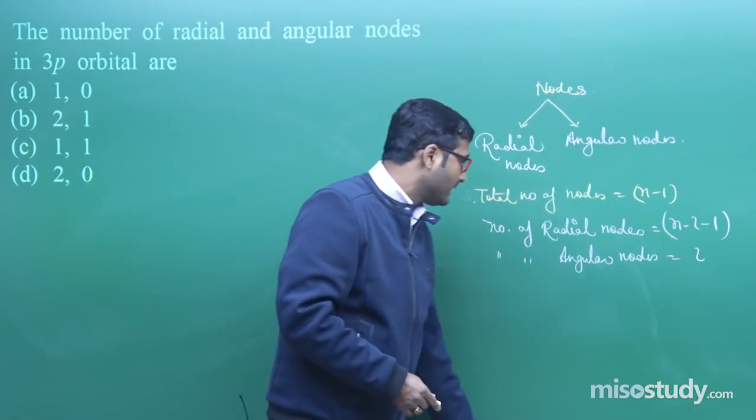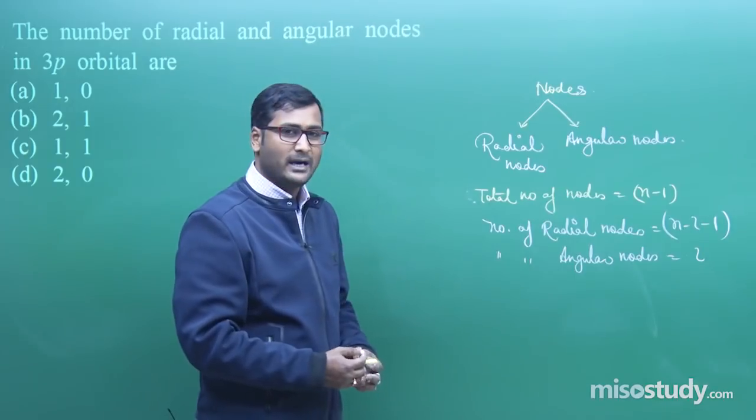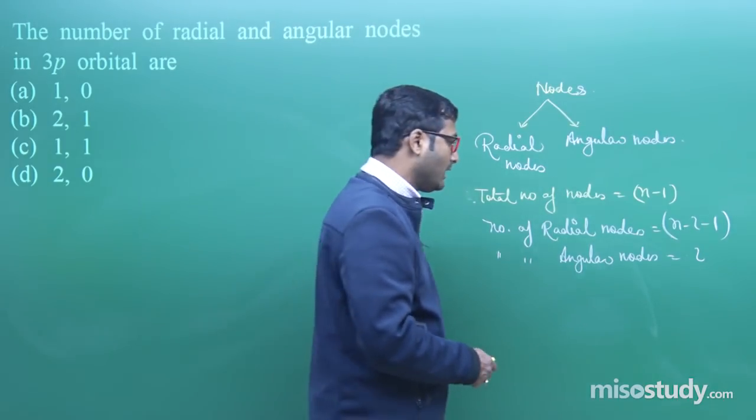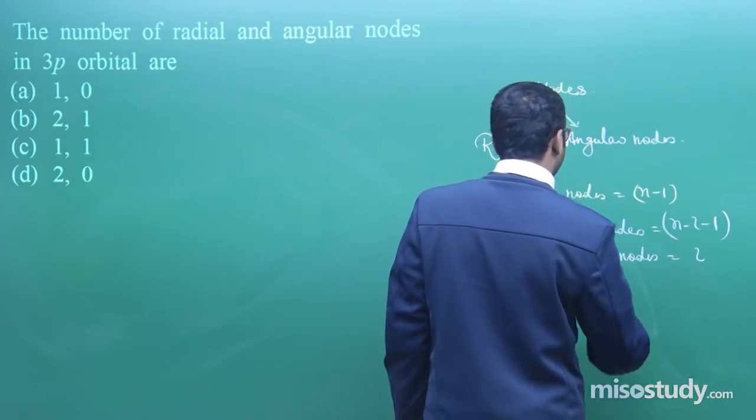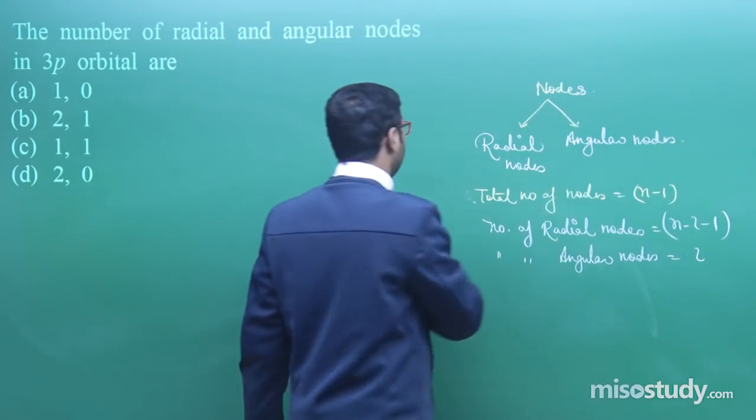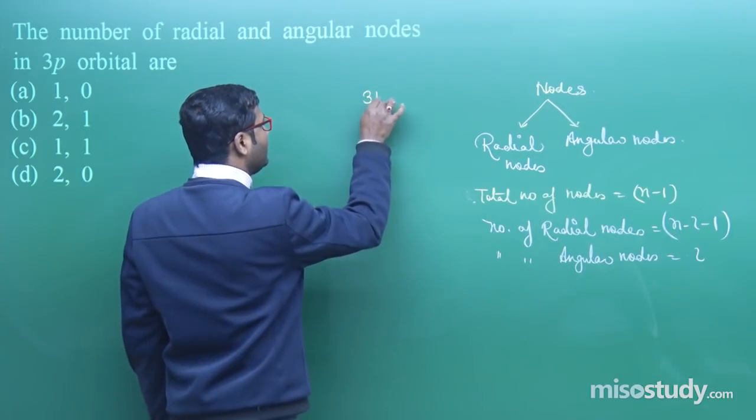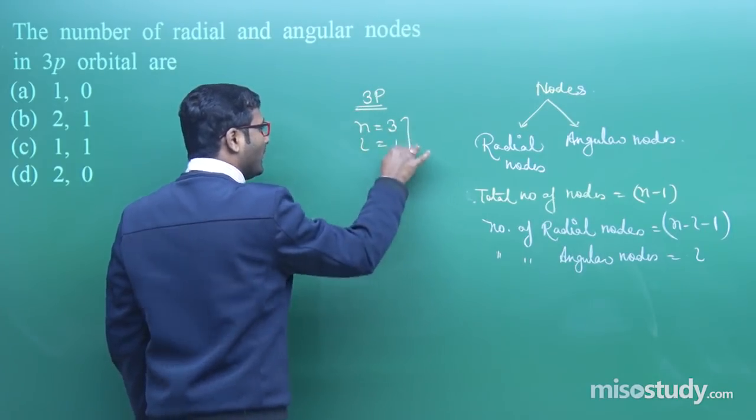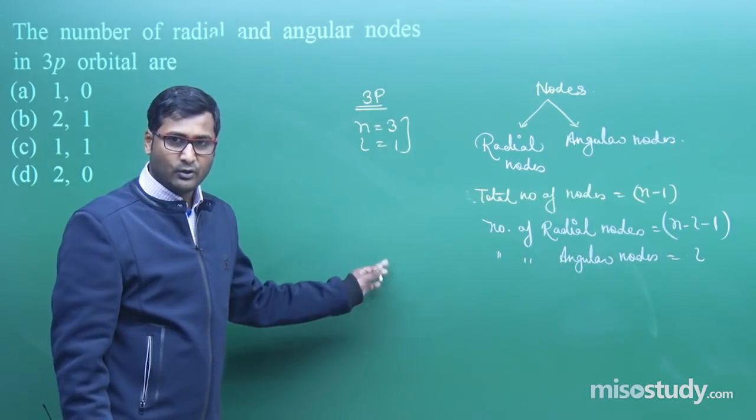This is the case here. Number of radial nodes equals n minus l minus 1, and angular nodes equal l. Now, what is the value in case of 3p? For 3p, n is equal to 3 and l is equal to 1. That we know.